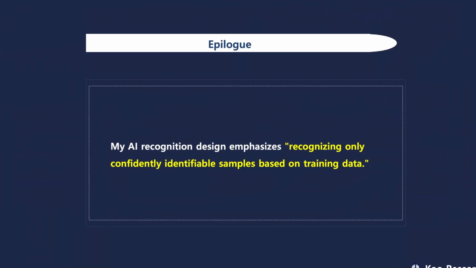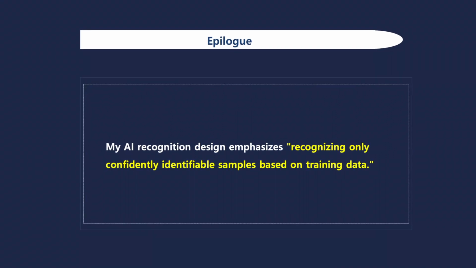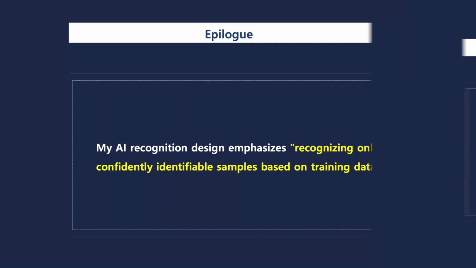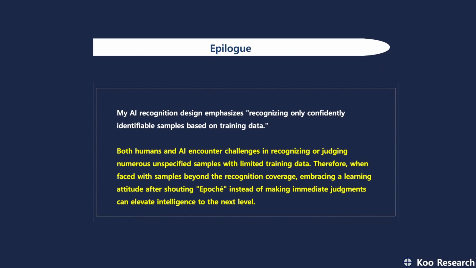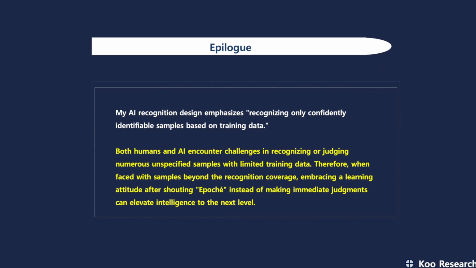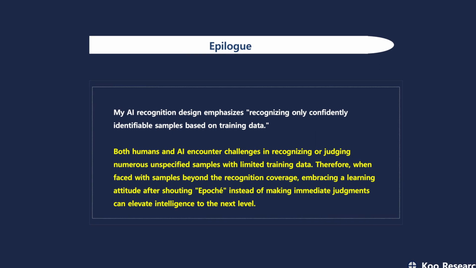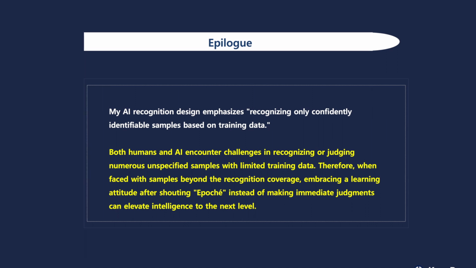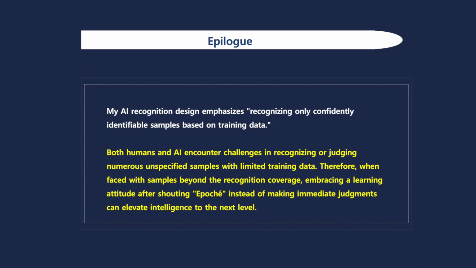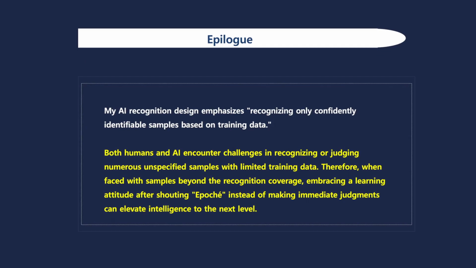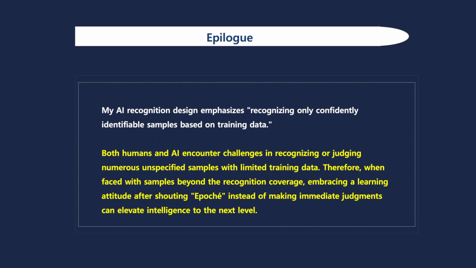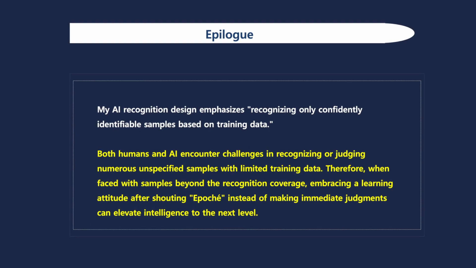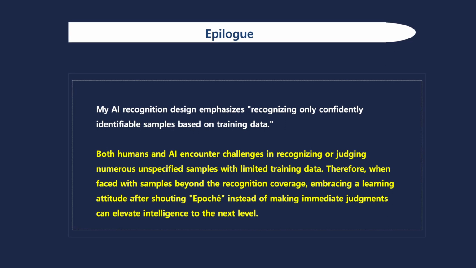Epilogue. My AI recognition design emphasizes recognizing only confidently identifiable samples based on training data. Both humans and AI encounter challenges in recognizing or judging numerous unspecified samples with limited training data. Therefore, when faced with samples beyond the recognition coverage, embracing a learning attitude after shouting "ePOSH," instead of making immediate judgments, can elevate intelligence to the next level.